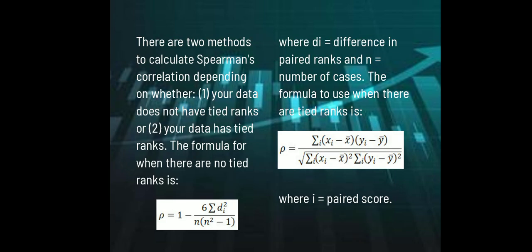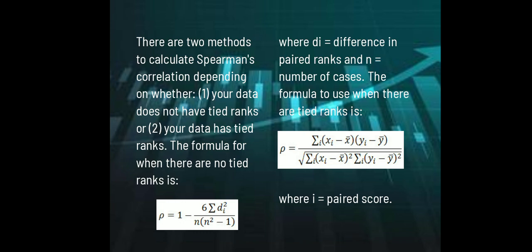Okay? So there are two methods to calculate Spearman's correlation depending on whether, number 1, your data does not have tied ranks, or number 2, your data has tied ranks. The formula for when there are no tied ranks is ρ equals 1 minus 6 summation of D squared all over N times the quantity of N squared minus 1, where D is the difference in paired ranks and N is the number of cases.